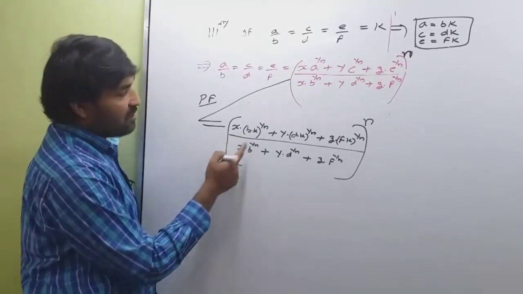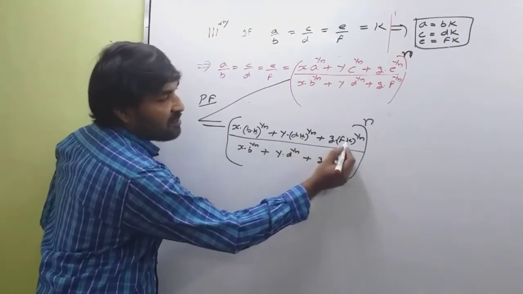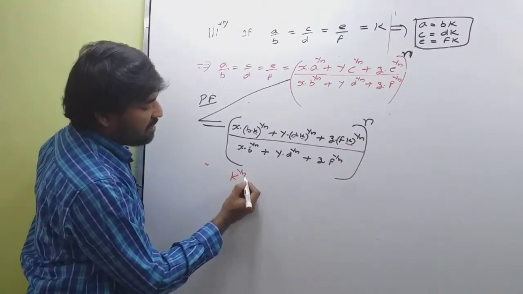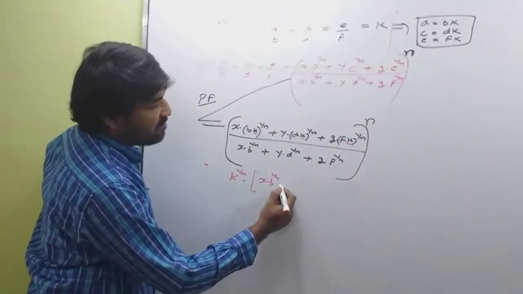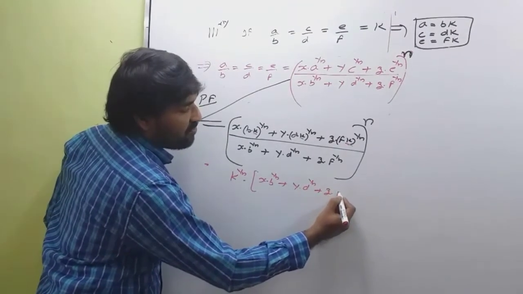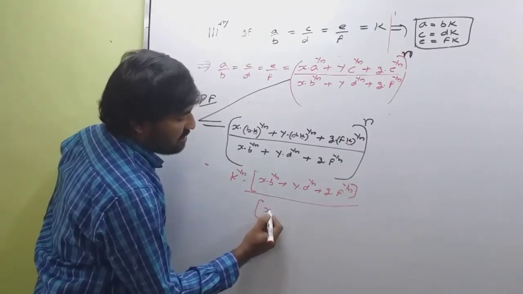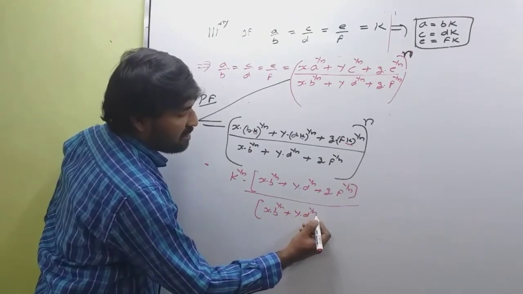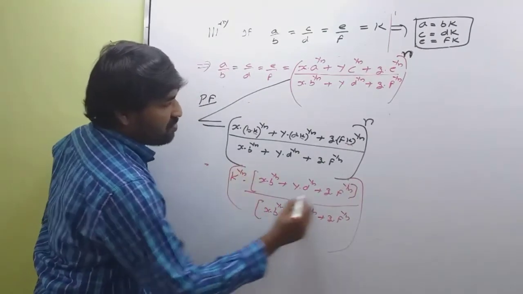Now in the numerator, K raised to 1 by N is common. So K raised to 1 by N into X into B raised to 1 by N plus Y into D raised to 1 by N plus Z into F raised to 1 by N, the whole divided by X into B raised to 1 by N plus Y into D raised to 1 by N plus Z into F raised to 1 by N, the whole raised to N.